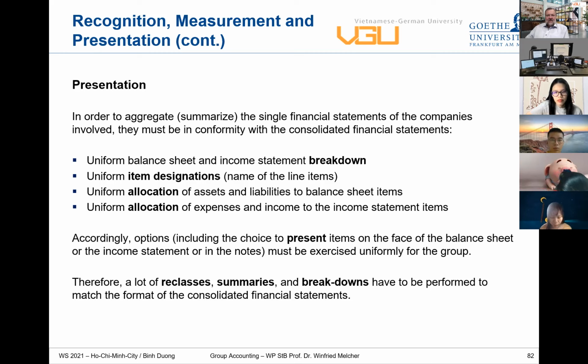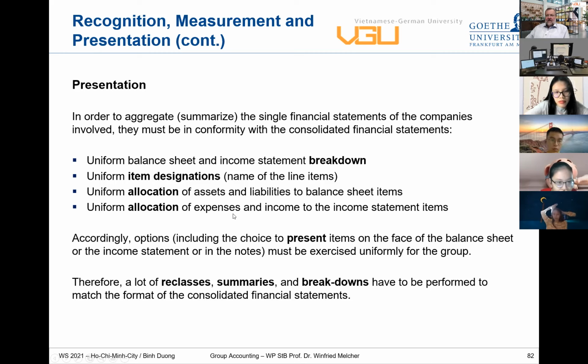So if you, for instance, put machines in one row, and then you put land also in that row, then you add machines and land, which would not give the right result. So you have to use a uniform item designation, you have to use same rows, and then you have to allocate assets and liabilities in the correct rows.